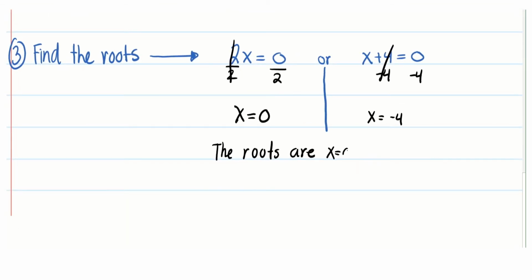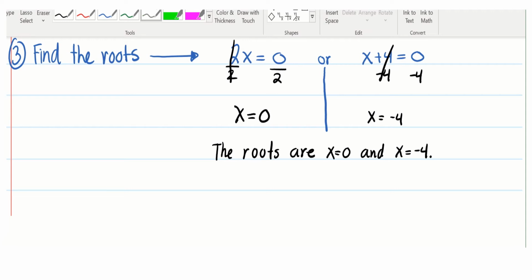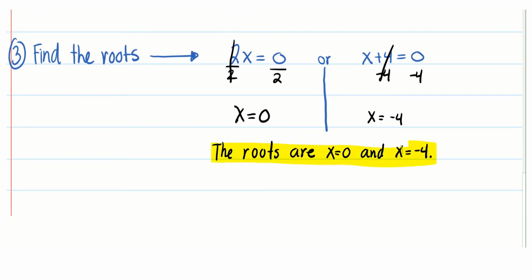If I were to be graphing these, the roots are also called the zeros, which are also your x-intercepts. So these, (0, 0) and (-4, 0), will be your x-intercepts. But we're just finding the roots right now. We'll worry about graphing later on.